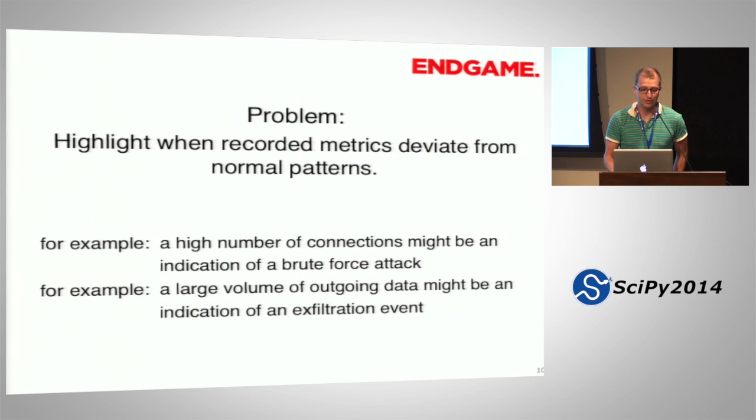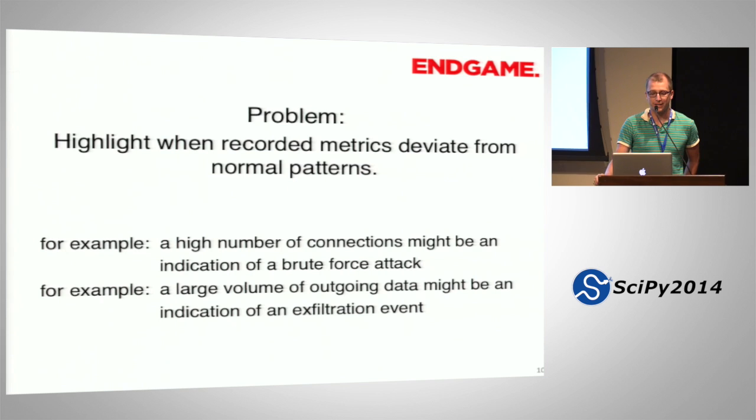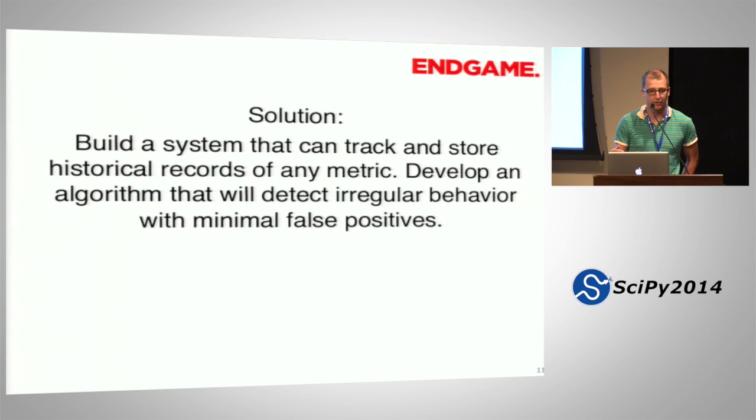So what am I doing to try to solve that problem? Well, I'm trying to build a system that can track and store historical records of any metric that I can come up with, anything that I can record from a network or a computer. And then once I have all that data stored and easy access to it, I can develop algorithms that will detect abnormal behavior and try to minimize false positives.